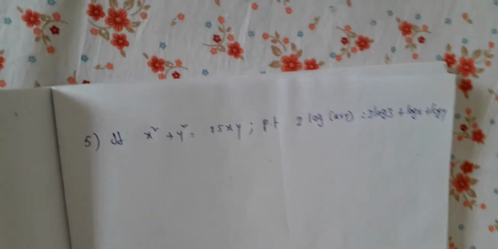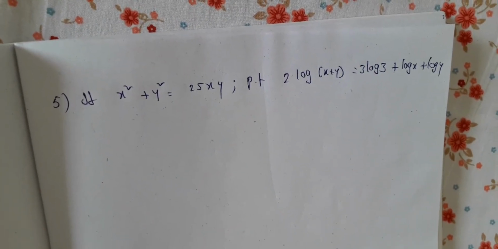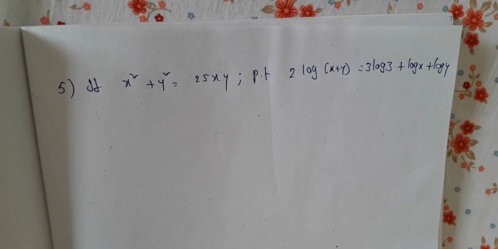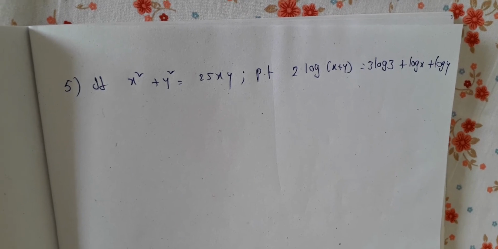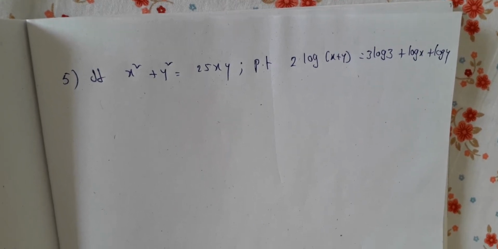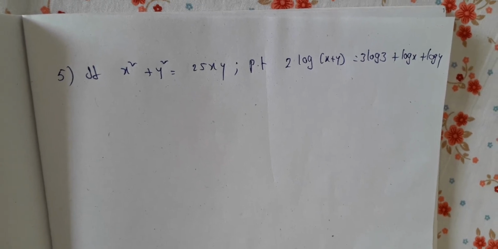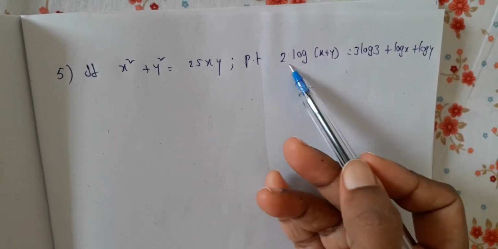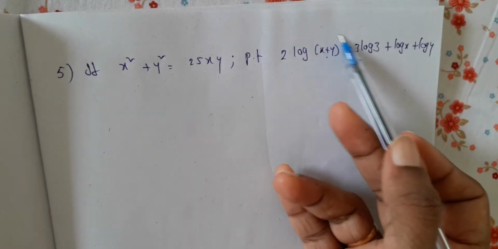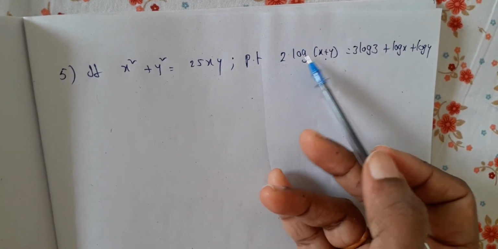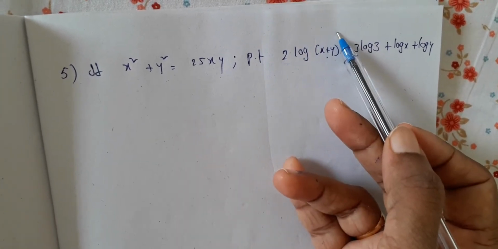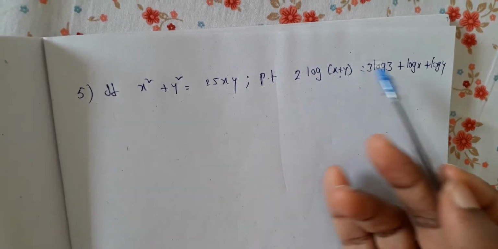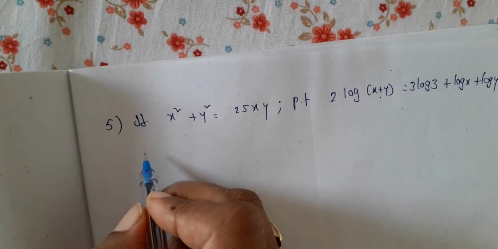And the next problem here is x square plus y square is equal to 25xy. Prove that 2 log of x plus y is equal to 3 log 3 plus log x plus log y. You may feel, ma'am, what is this? Nothing to be worried. So here if you observe this one, in which form is it? X plus y whole square form, is it not? It can be written as log of x plus y, this power will come here, whole square. So therefore let us write it in that form only.